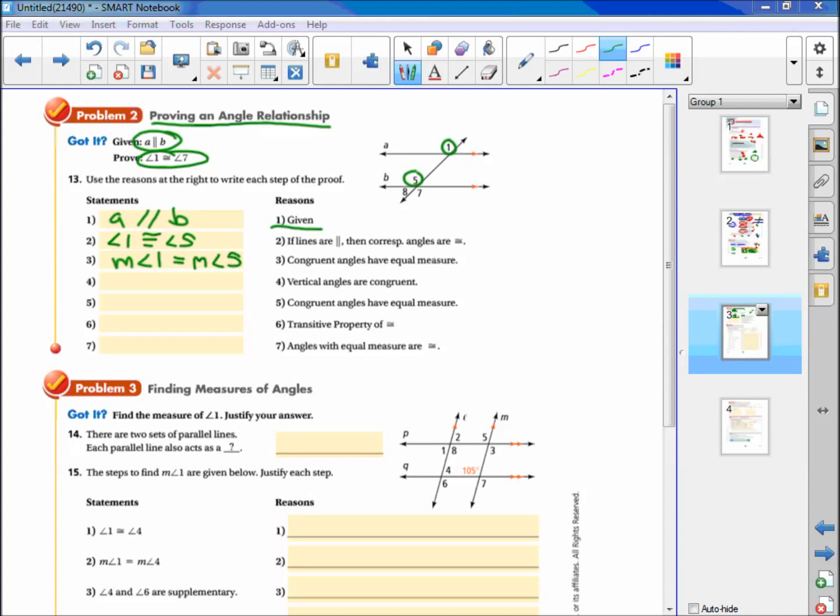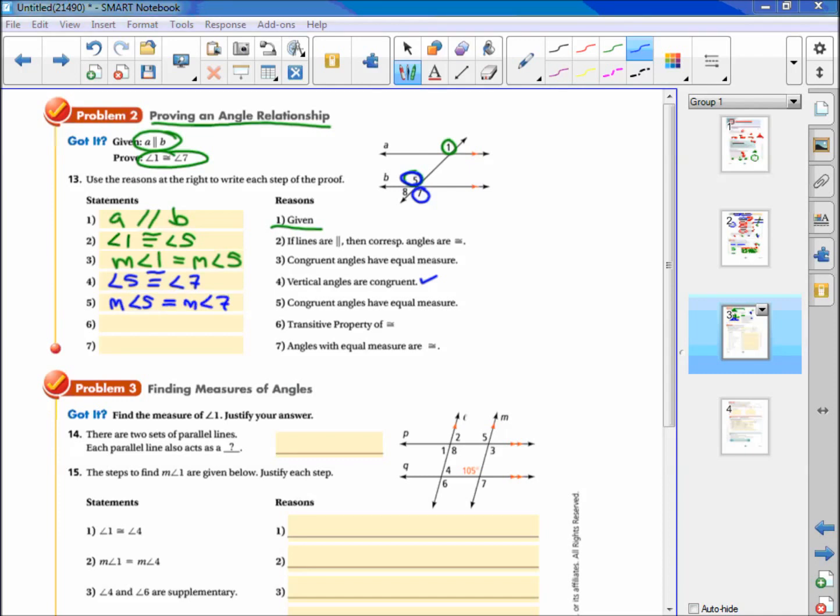All right, then we know something else. We know that vertical angles are always the same. We've learned that before. So we're going to look at 5 and 7. Those are the only pair of vertical angles that are marked here. So angle 5 is congruent to angle 7 because vertical angles are congruent. Okay, and then congruent angles have equal measure. Well, we're just going to change these to numbers again. So the measure of angle 5 is equal to the measure of angle 7.